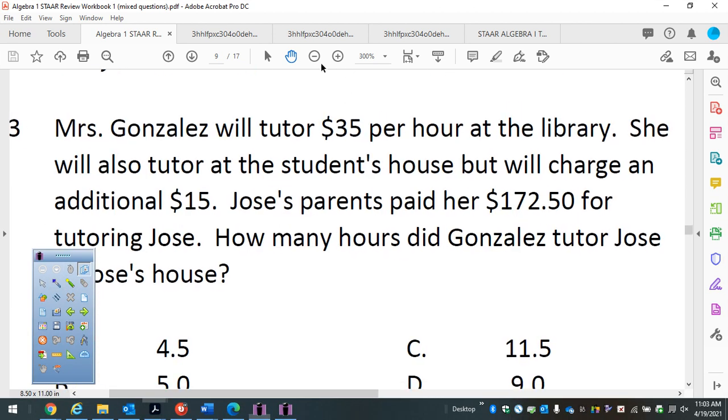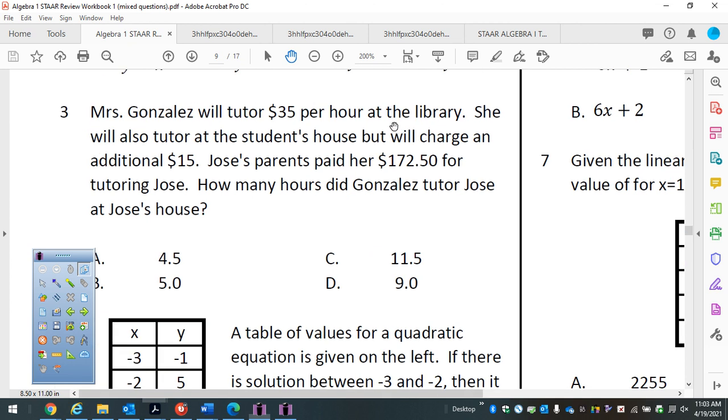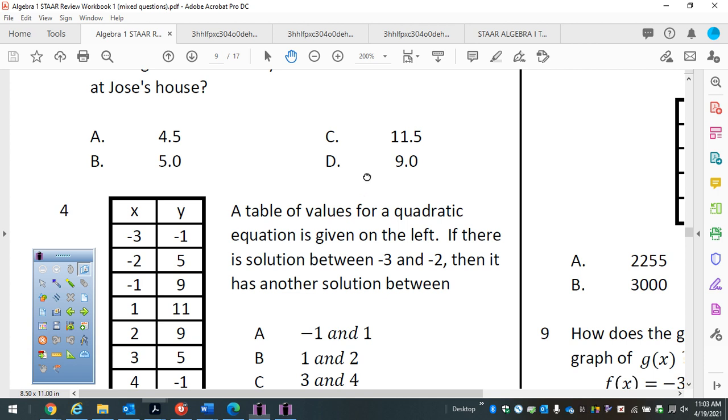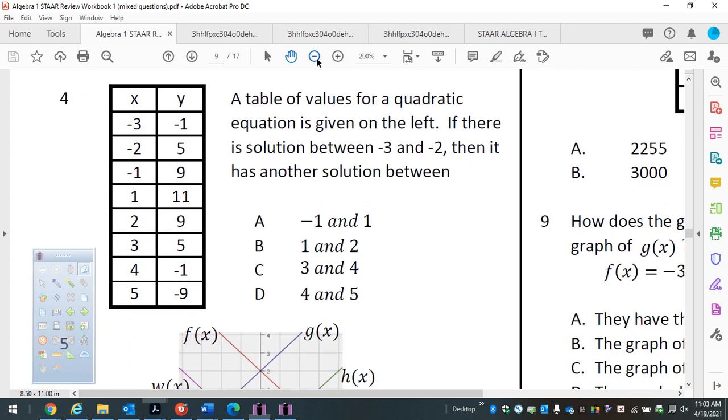This one here, I'm stumped on this one. I just don't even get this one. I think there's got to be more information given to us. So I'm going to just skip that one. Let's look at this one real quick.